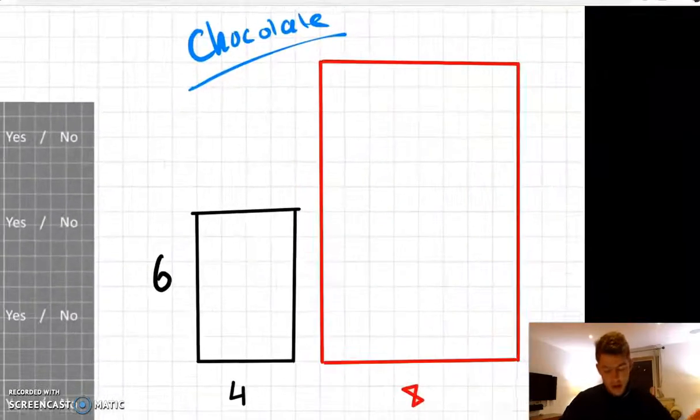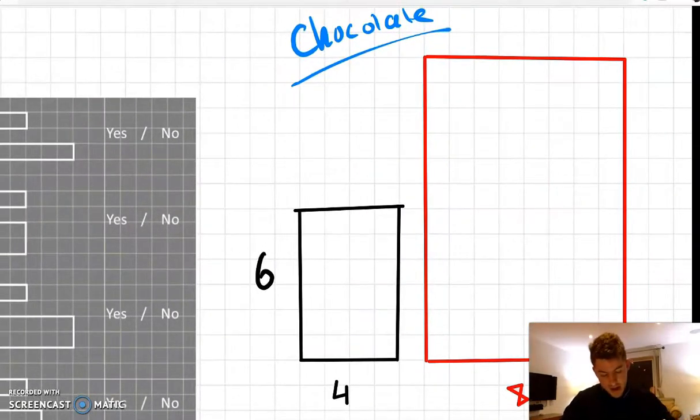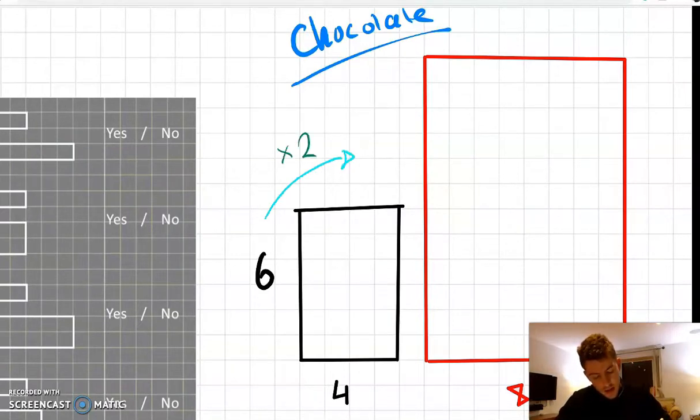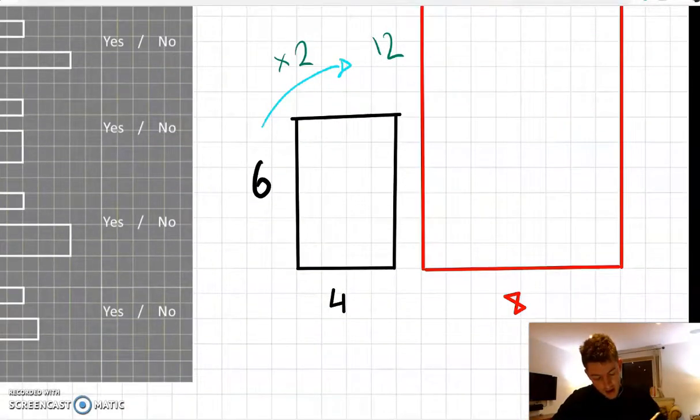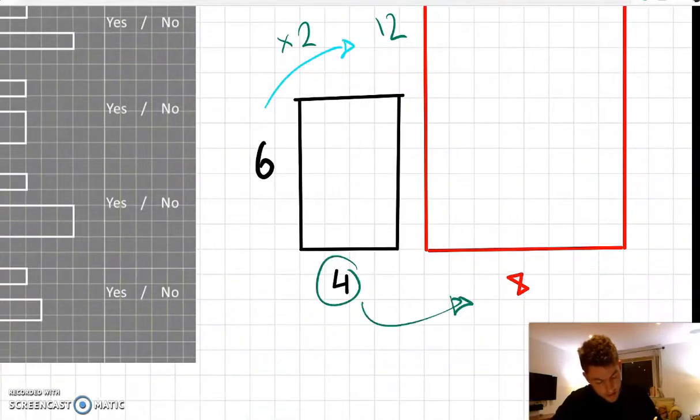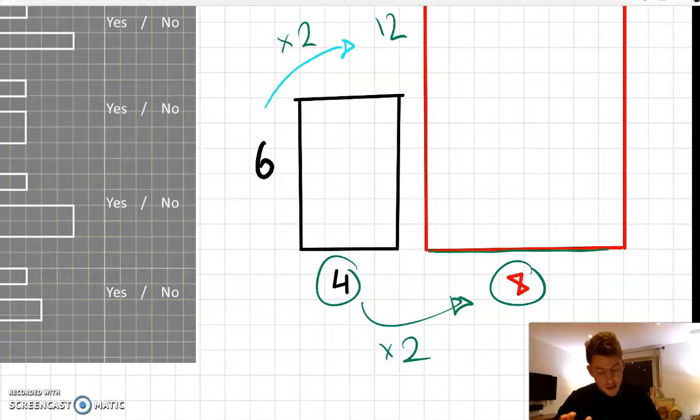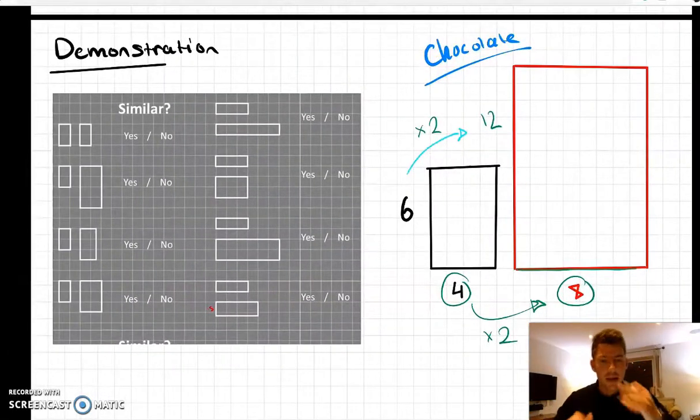Now let's have a look at the chocolate bars here. I've said that everything I do, I'm going to double it in size, times it by 2. So this height here, we can see, is a height of 12. And 4 times 2 is 8, and we can see that here. Therefore, because it's an enlargement, it is similar.